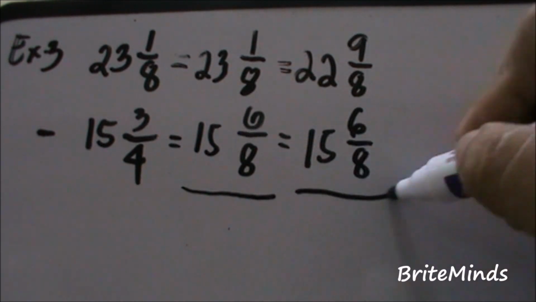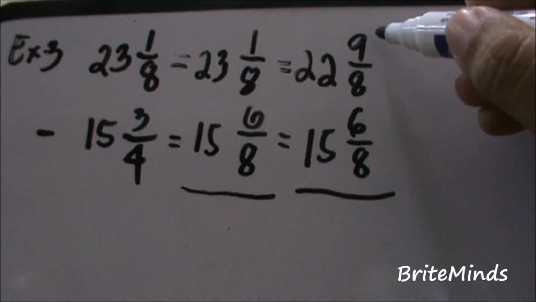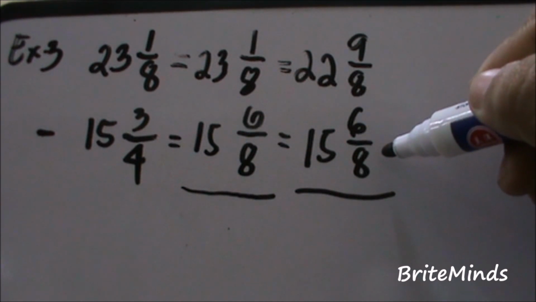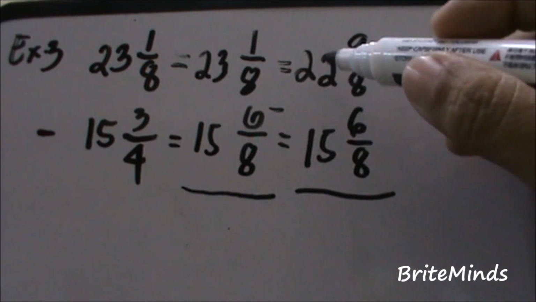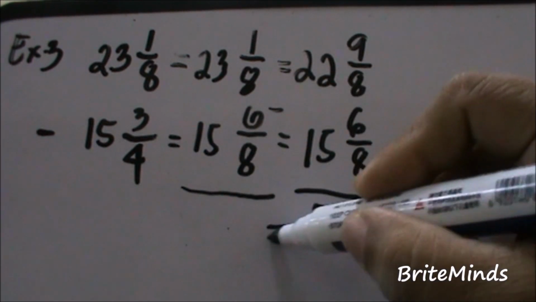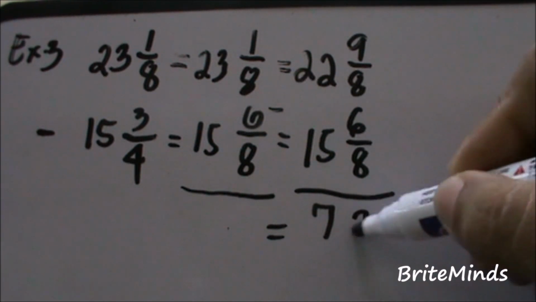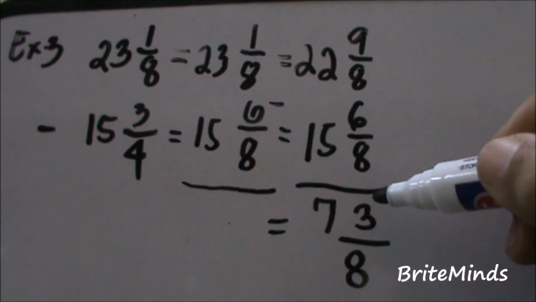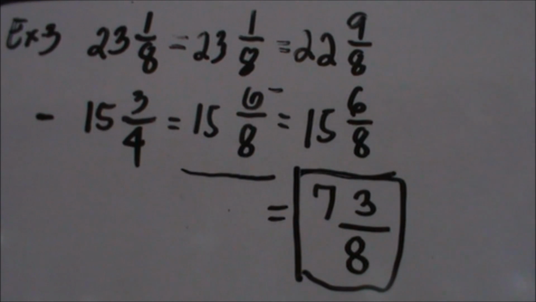Can we proceed to subtraction now? Yes, we can, because the fractional part of the minuend is greater than the fractional part of the subtrahend. So proceed to subtraction. 22 minus 15 is 7. And then 9 minus 6 is 3, and then retain the denominator. So our answer is 7 and 3/8.